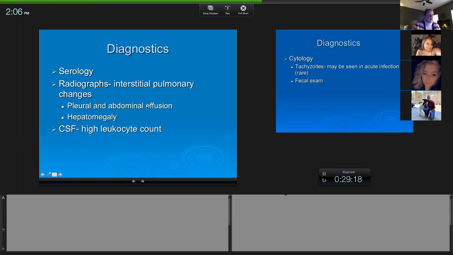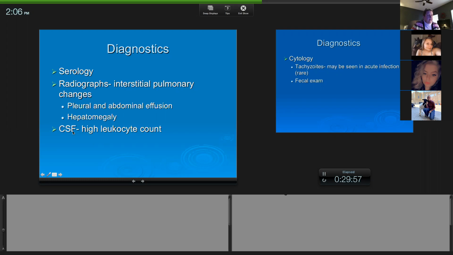You can see some pleural and abdominal effusion. If you remember, pleural effusion is fluid in the chest cavity around the lungs, and abdominal effusion is fluid in the abdomen around the organs. Remember, edema is in tissues. So you can get some of this fluid. And then hepatomegaly is an enlarged liver. Sometimes the liver gets enlarged, it gets these cysts, it gets inflamed. So sometimes on an x-ray, you'll see a bigger than normal liver. You might see fluid in these cavities.